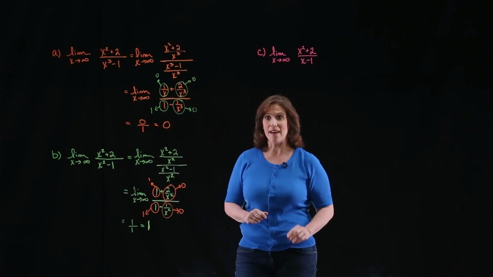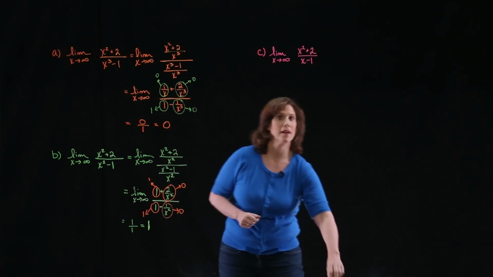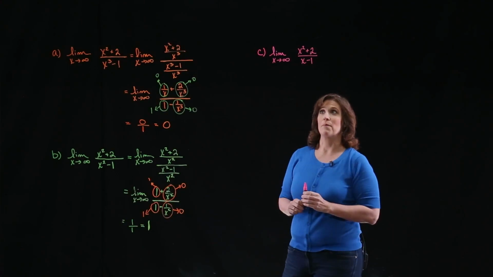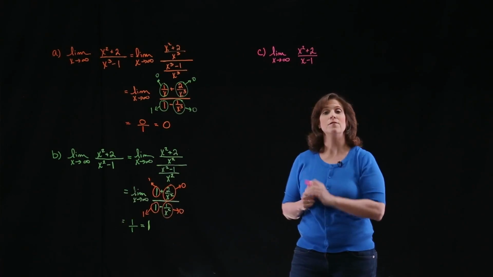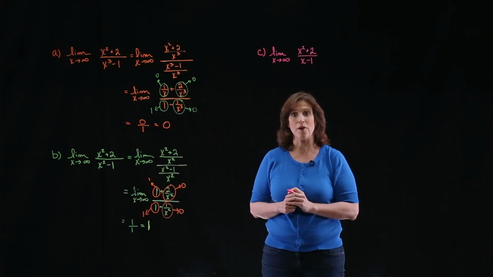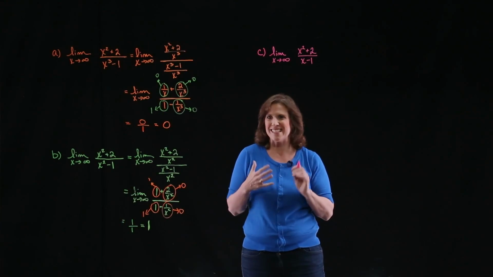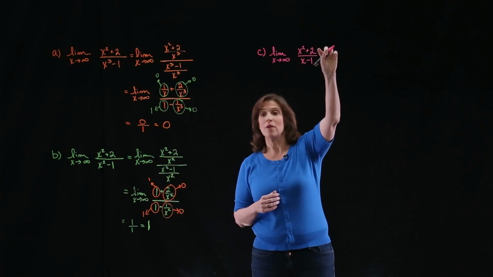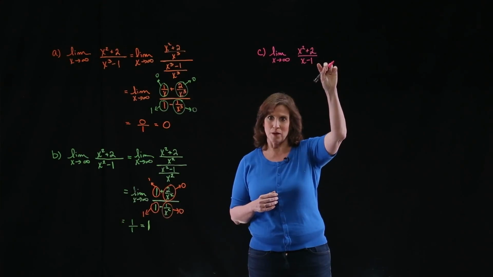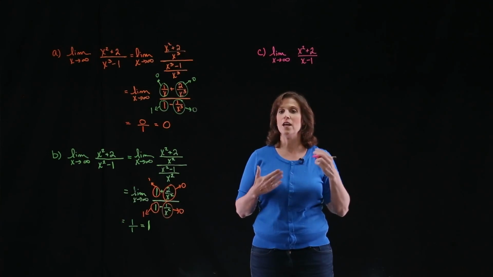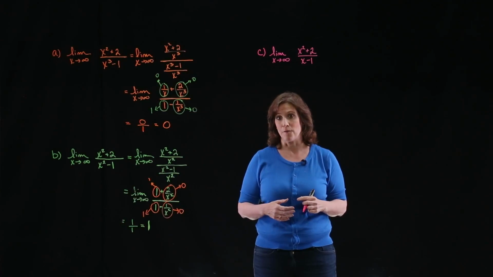Okay, we're going to try this again for one more problem. In this example, we have the limit as x approaches infinity of x squared plus 2 all over x minus 1. All right, again, if you try to just get a sense of what's happening, the numerator is getting very large, the denominator is going to be getting very large. We have infinity over infinity, which is an indeterminate form.